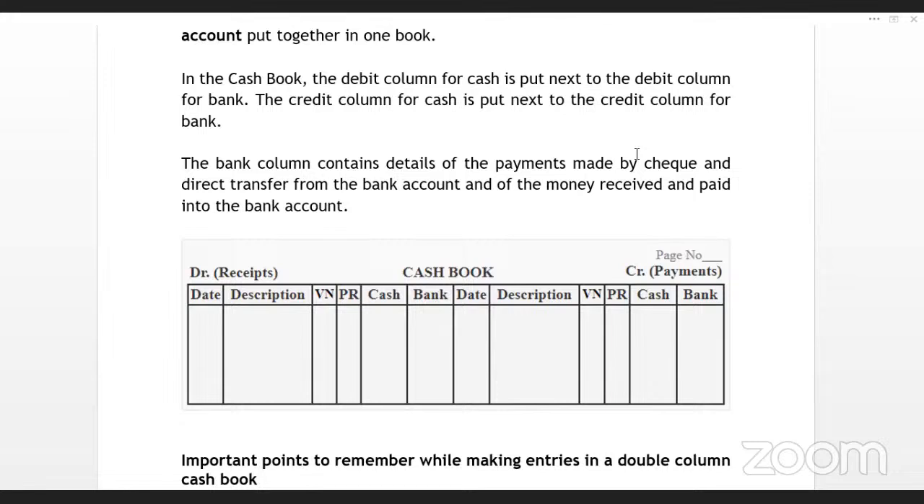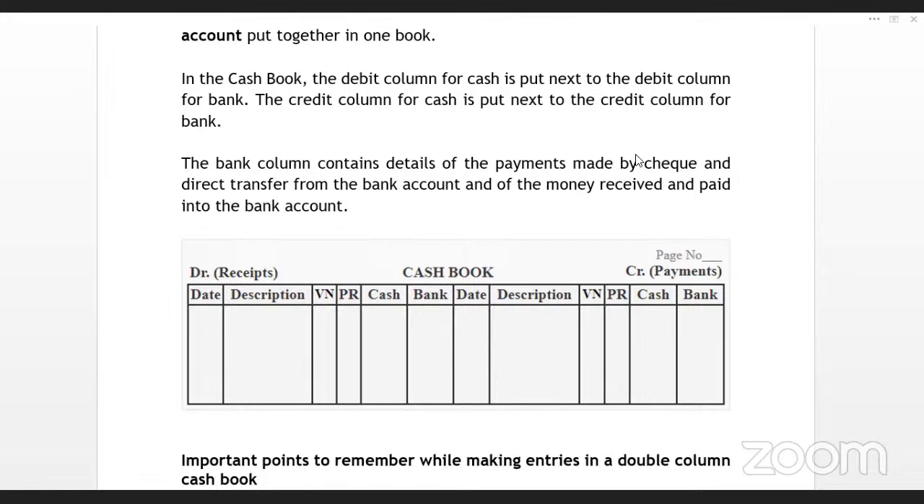VN is a voucher number, while PR is a purchase requisition. PR is a purchase requisition. Okay. Thank you. Everyone participated and contributed. Dorothy, VN is voucher number. Okay. Thank you so much.